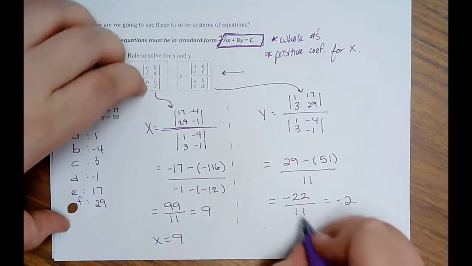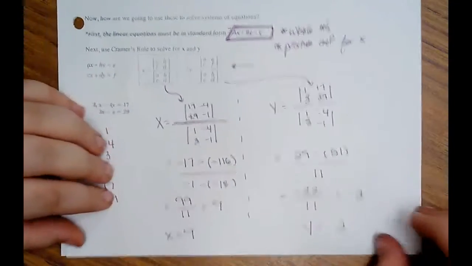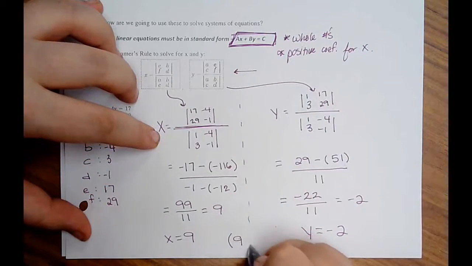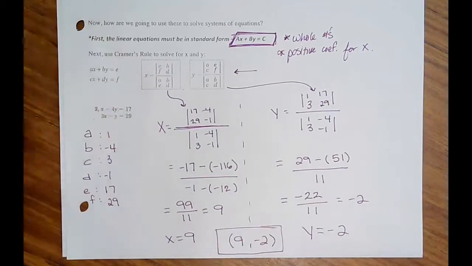But what do we do every time when we have an x and a y? That's right, we put it into a coordinate. So 9, negative 2 is our final answer. All right, let's jump over and see some more examples.